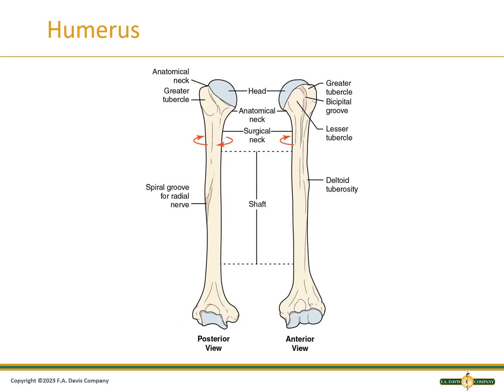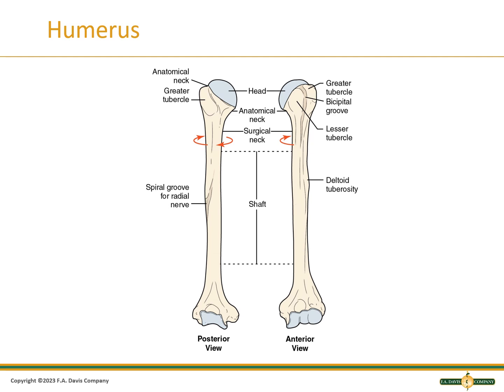Looking at bony landmarks of the humerus, we have our humeral head, which is our articulation point, and that transitions into our anatomical neck, where that rounded portion starts to taper down. But that is different from our surgical neck, which is the transition from the larger rounded portion into the shaft of the bone.